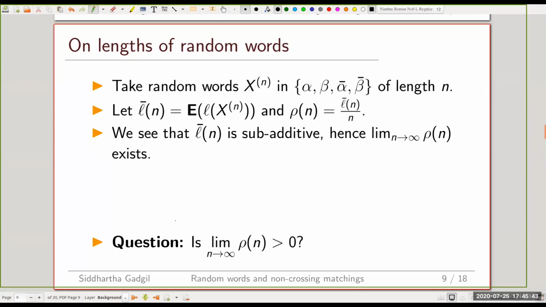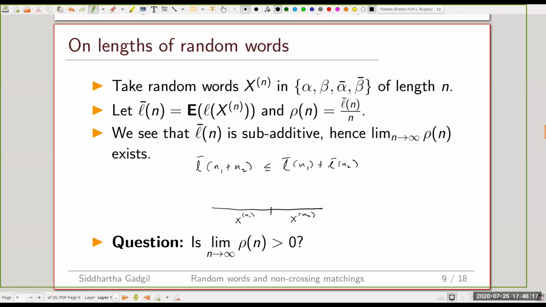Well, there is something called Fekete's lemma, which tells you that because L bar n is what is called subadditive. So let me just write down that formula. What we know is L bar of n1 plus n2 is less than or equal to L bar of n1 plus L bar of n2. And the reason for this is if I took a random word here, x_n1, and I could take a random word here, x_n2, and I put them together, I get a random word of length n1 plus n2.